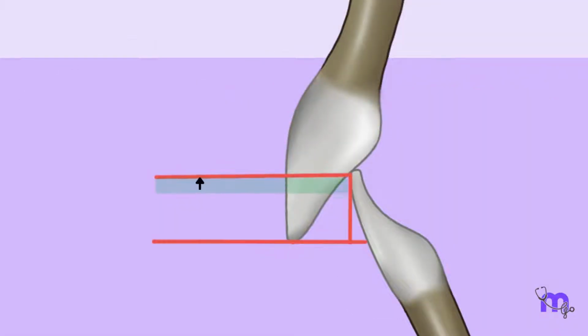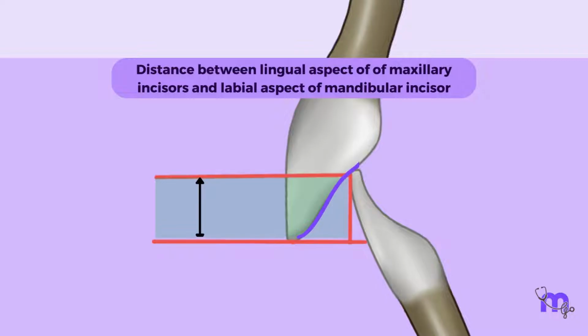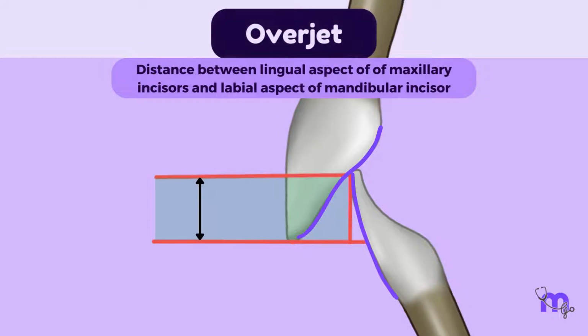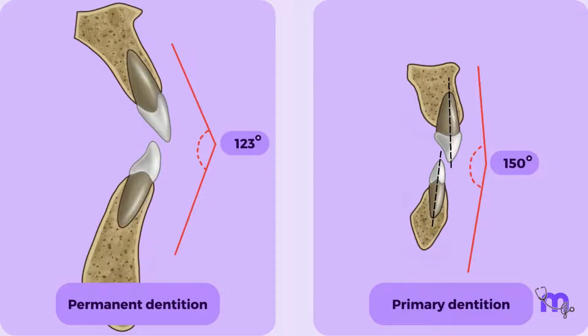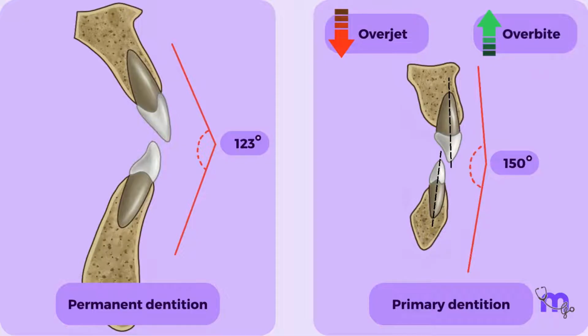Secondly, the horizontal distance between the lingual aspect of the maxillary incisors and the labial aspect of the mandibular incisors when the teeth are in centric occlusion is known as overjet. The average in primary dentition is 1 to 2 mm. When compared to permanent teeth, the primary maxillary and mandibular incisors are more vertically placed, with an angle of about 150 degrees. This reduces the overjet and increases the overbite.